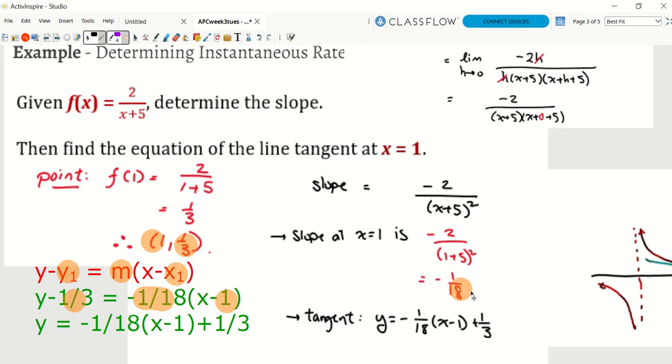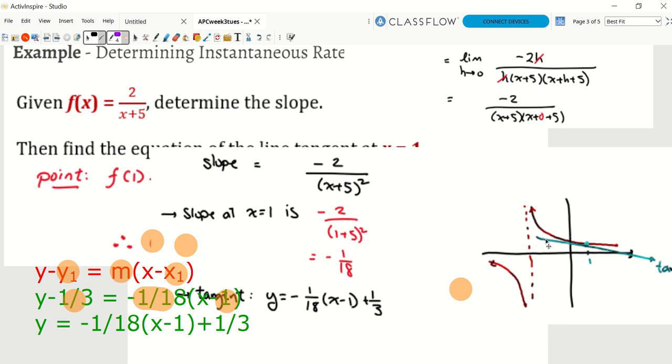This was the slope of the tangent line at x equals to 1. This is going to be the equation of the line at the tangent line. So specifically speaking, it is this equation of this blue line that is tangent at x equals to 1 to the red graph. Okay?